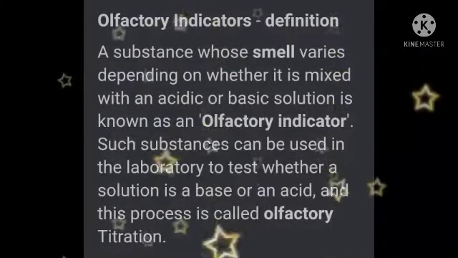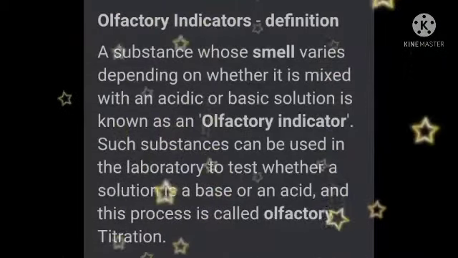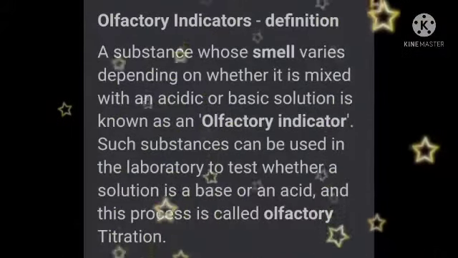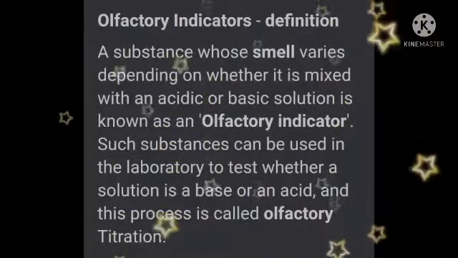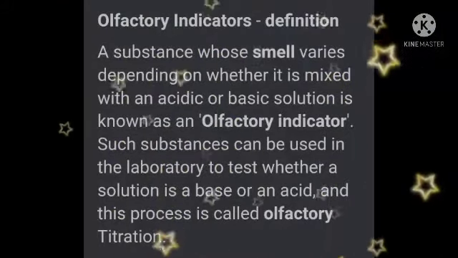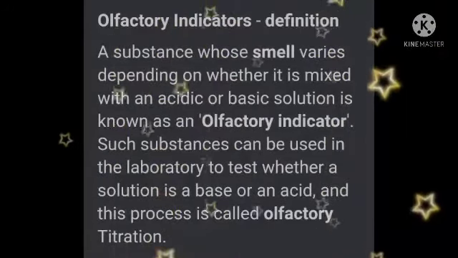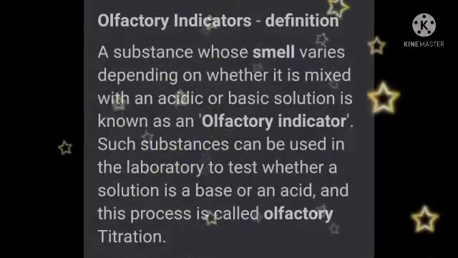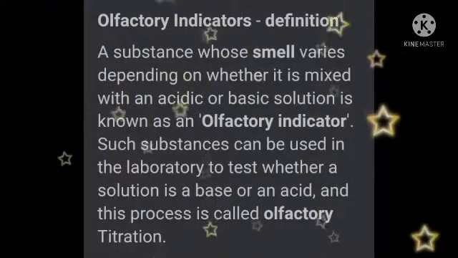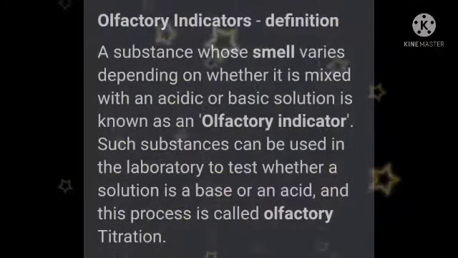Next one is olfactory indicators. A substance whose smell varies depending on whether it is mixed with an acidic or basic solution is known as an olfactory indicator. Such substances can be used in laboratories to test whether a solution is a base or an acid, and this process is called olfactory titration.